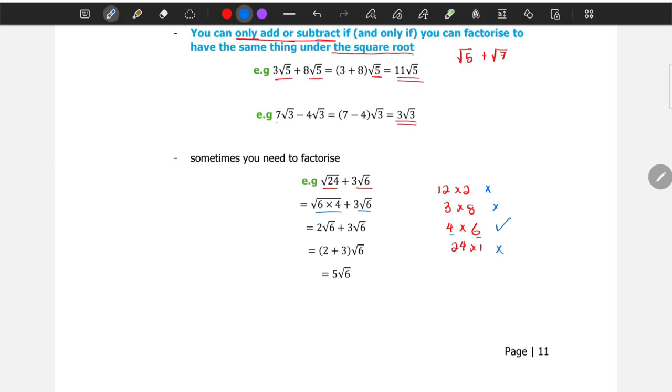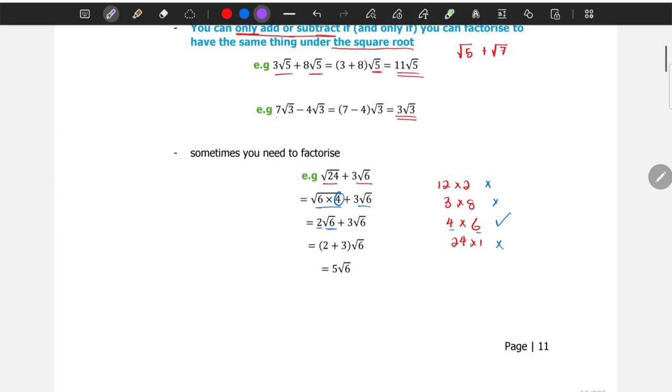And then we have this. Now we can factor out this 4 because we know it's a perfect square. Taking it out of the square root, it becomes square root of 4, which is 2 square root of 6, plus 3 square root of 6. So when we look at it, now we have square root of 6 and square root of 6. Now we can add 3 and 2 once we factor out square root of 6, and then we get 5 square root of 6.